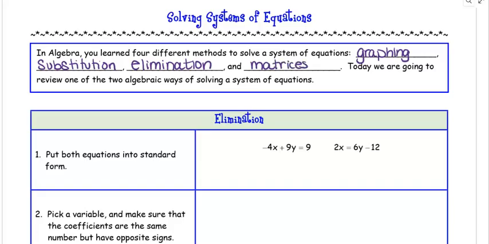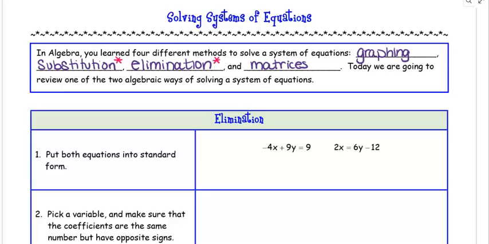Now, the ones that we focus a lot on in geometry are substitution and elimination, okay? Elimination is the one that we're going to review today. Now, I have this all drawn out for you step by step. The first thing we want to do is put both equations into standard form. That means the x's and the y's are on one side and the numbers are on the other.